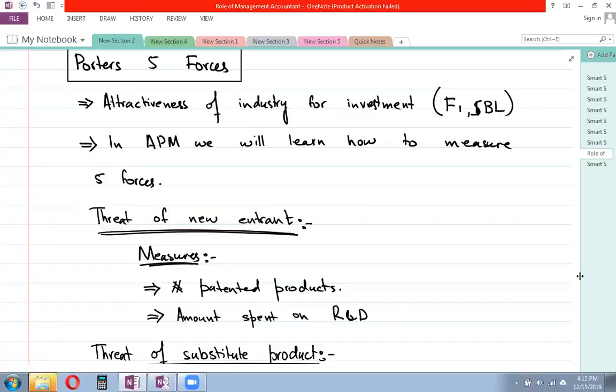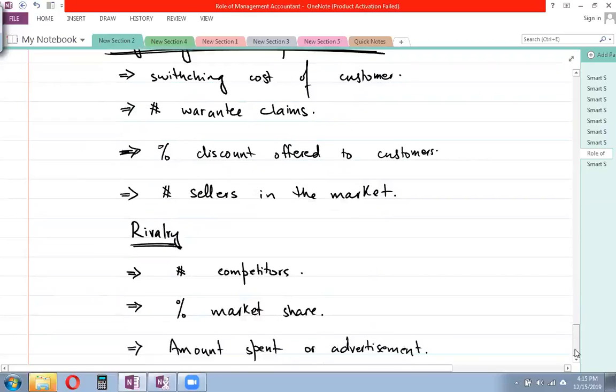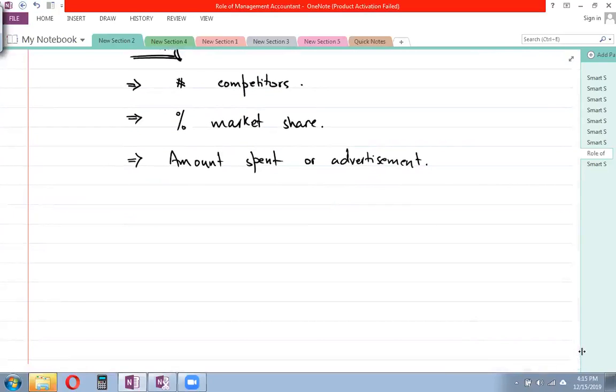So different things need to be measured. The threat of new entrant, how significant is this threat? The threat of substitute product, how significant is this threat? And the bargaining power of customer, supplier, and the rivalry, right? So in P5, you'll actually start with the measures, right?